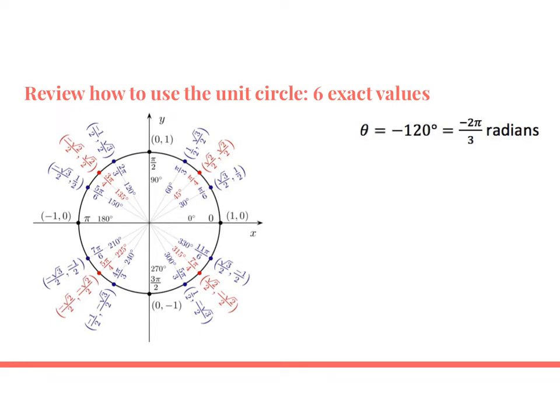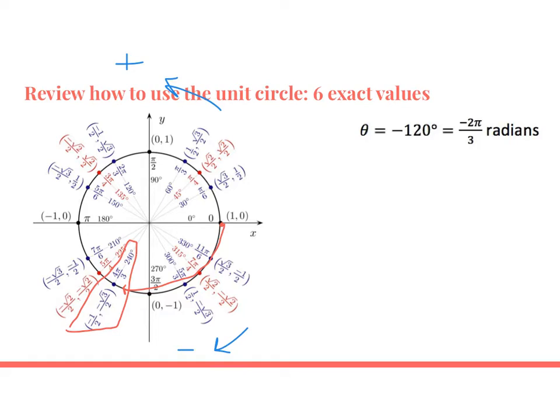For our second example, let's remember that if we go around the circle counterclockwise, we use positive radians, positive angles. If we go around the circle clockwise, we use negative radian measures, negative degrees. So starting at the beginning, going negative 120 degrees, we're back here in the same place as 4 pi over 3.